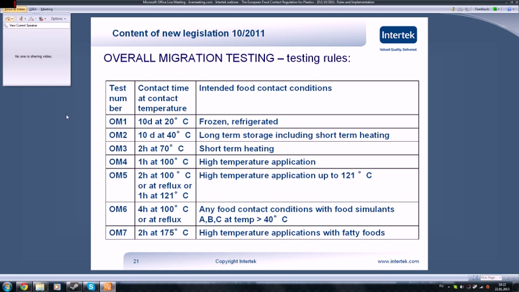And as you see, none of these simulants can really stand this temperature. So that's why you have to take a long time, like 2 hours at 175 degrees, even if your application is shorter.